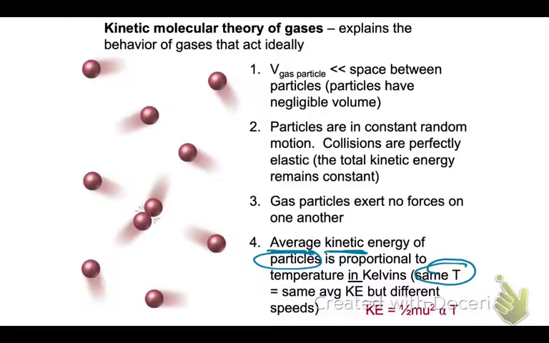So the average kinetic energy of the particles is the same as long as I keep the same temperature. But they do have different speeds. We're saying that kinetic energy equals half mass times speed squared, right? So if the mass is large, then the speed will be small, like slow. And if the mass is small, which means light, then the speed will be high.